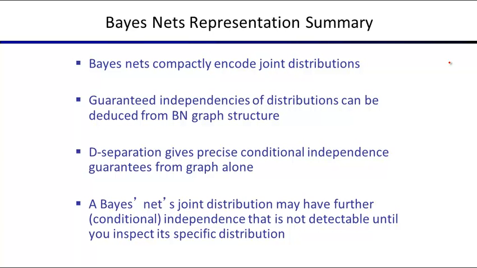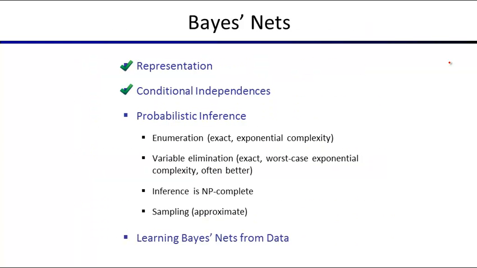All right, that's representation. Let's look at inference now. We'll see a couple of inference algorithms. Today we'll look at enumeration and variable elimination. Next time we'll see it's NP-complete and why we might want to use sampling to do approximate inference instead of exact inference.